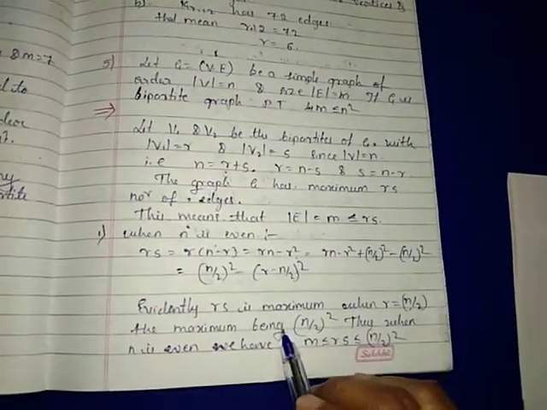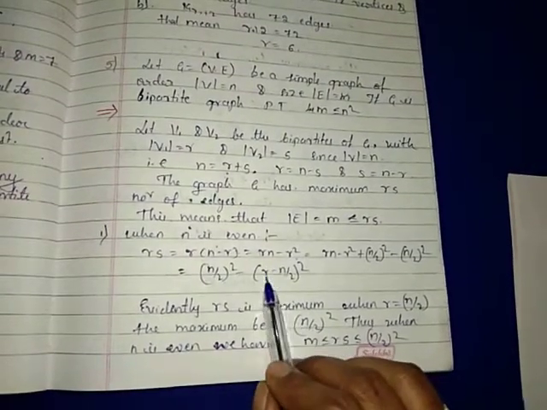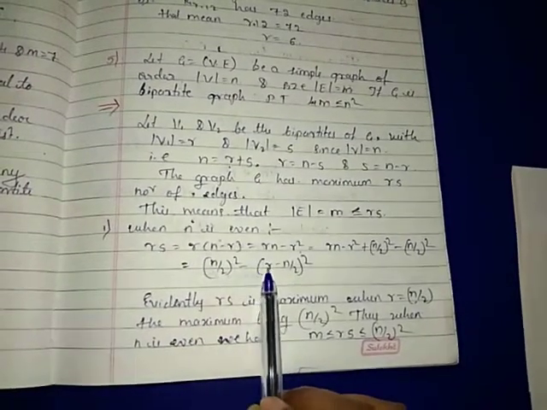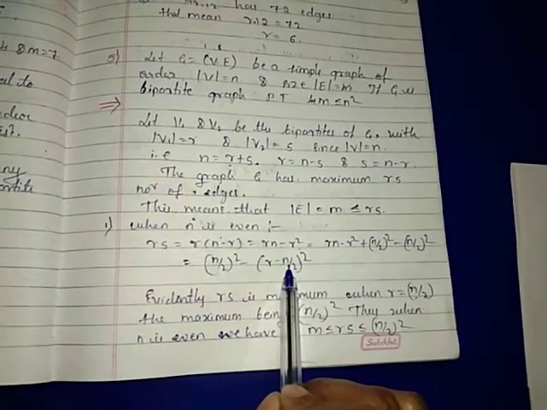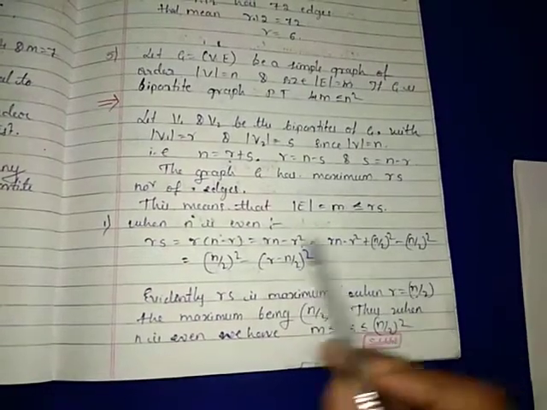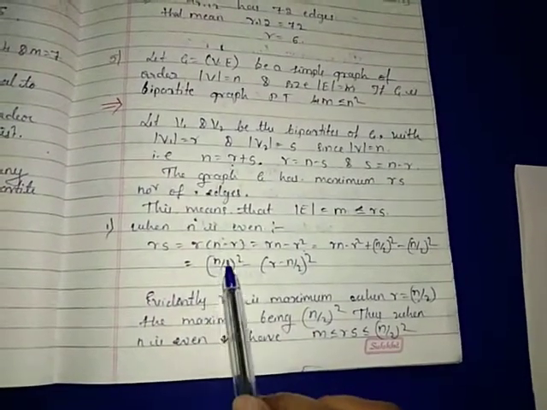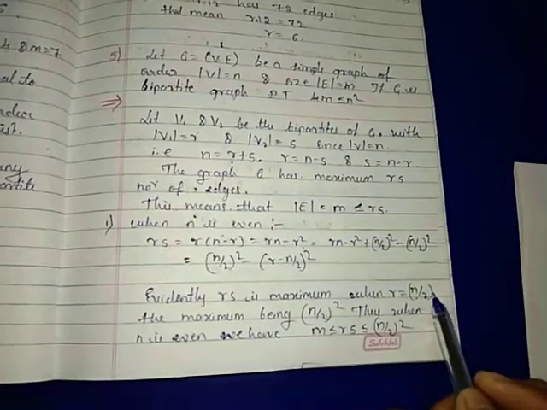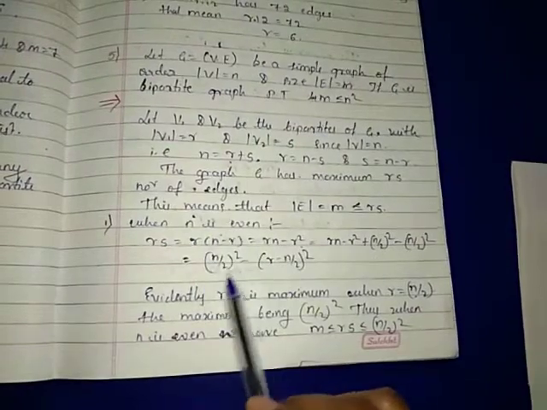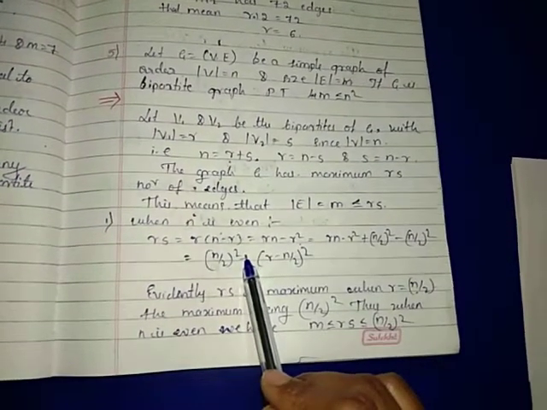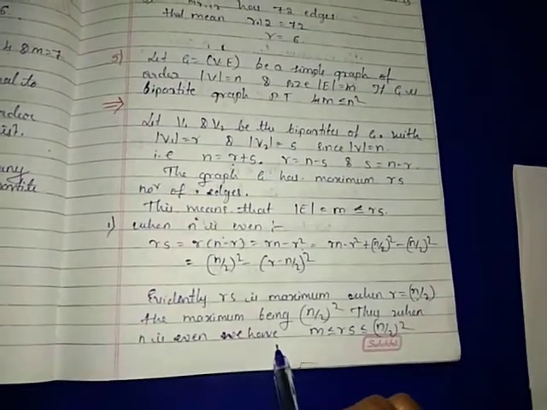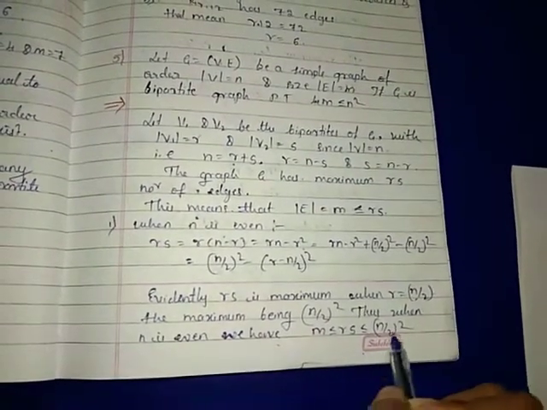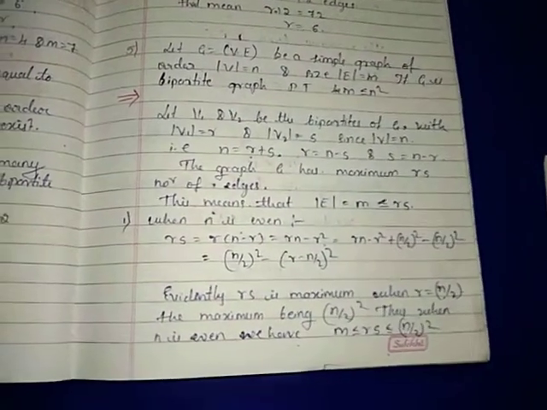So if r is equal to n by 2, then rs is equal to n by 2 whole square, because when r is equal to n by 2, r minus n by 2 gets cancelled, and 0 square becomes 0. So you will get the maximum value n by 2 whole square. Therefore rs is maximum when r equals n by 2 and the maximum value is n by 2 whole square. Thus when n is even, we have m less than or equal to rs is less than or equal to n by 2 whole square.